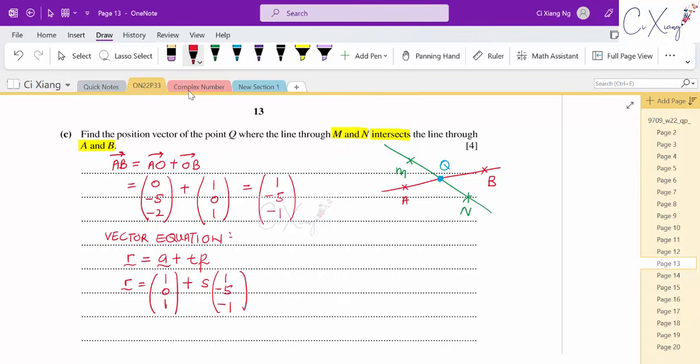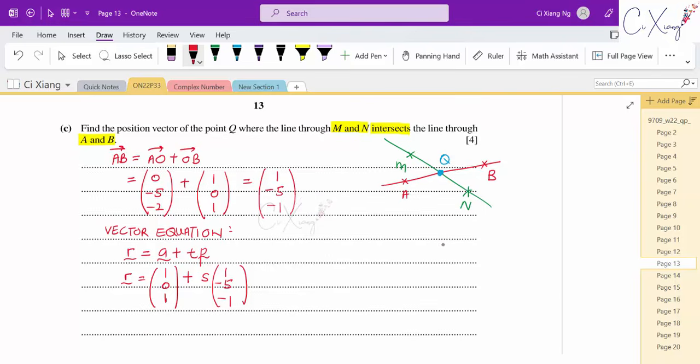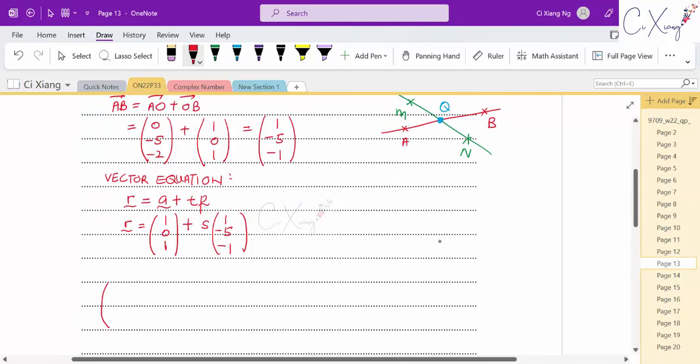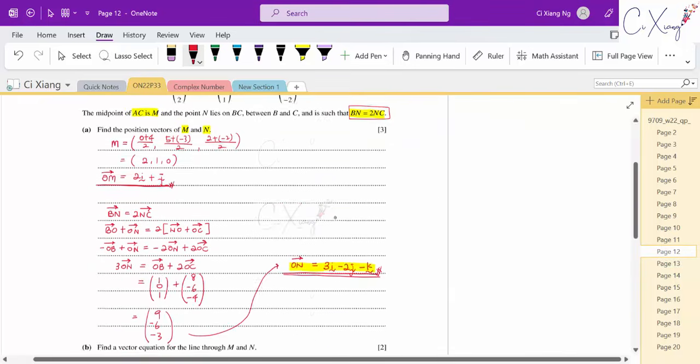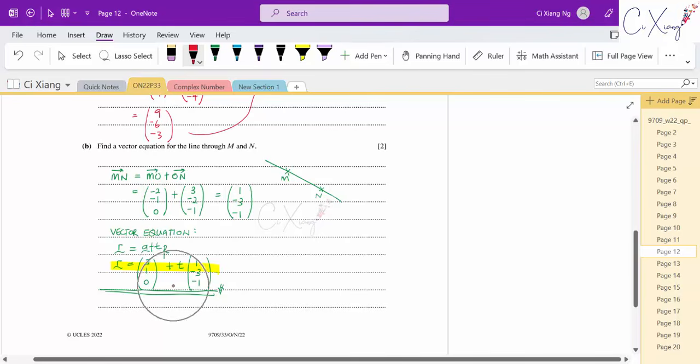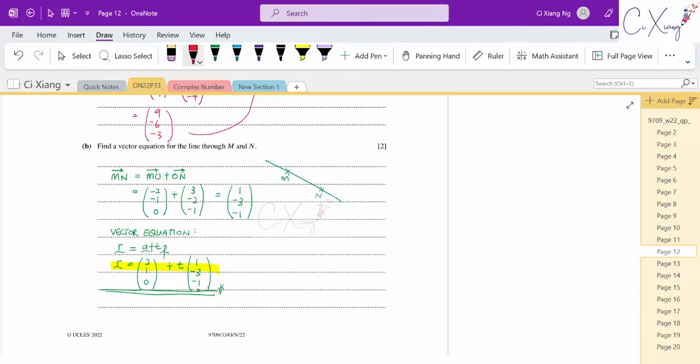Okay, so we have the second vector equation now. Just now in part number B, we got the first vector equation, and now we have the second vector equation. To find the intersection point, we solve the equations simultaneously. So how to solve it simultaneously? For this AB equation, if I combine everything together, I'm having 1 plus s, 0 minus 5s, and then 1 minus s again. And then I retrieve the equation for MN. So for MN, this is what we have: 2, 1, 0, and then you combine it with t for 1, -3, and -1.